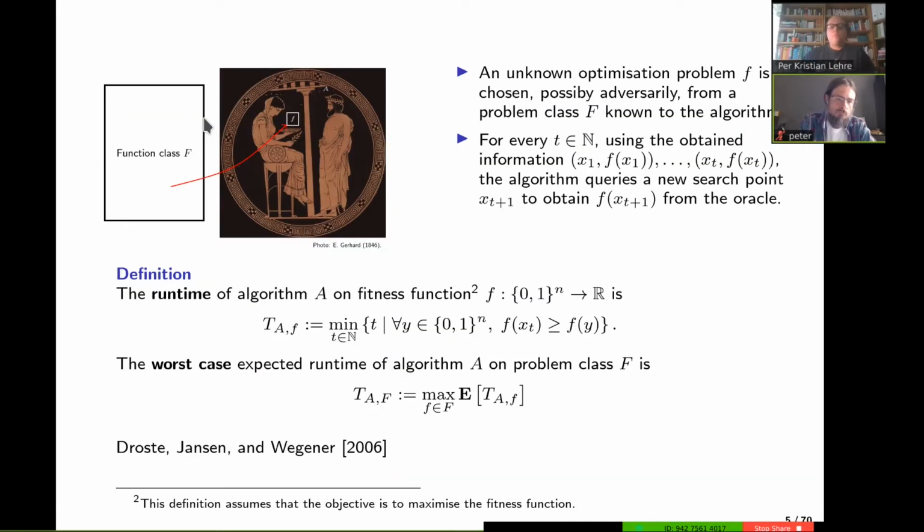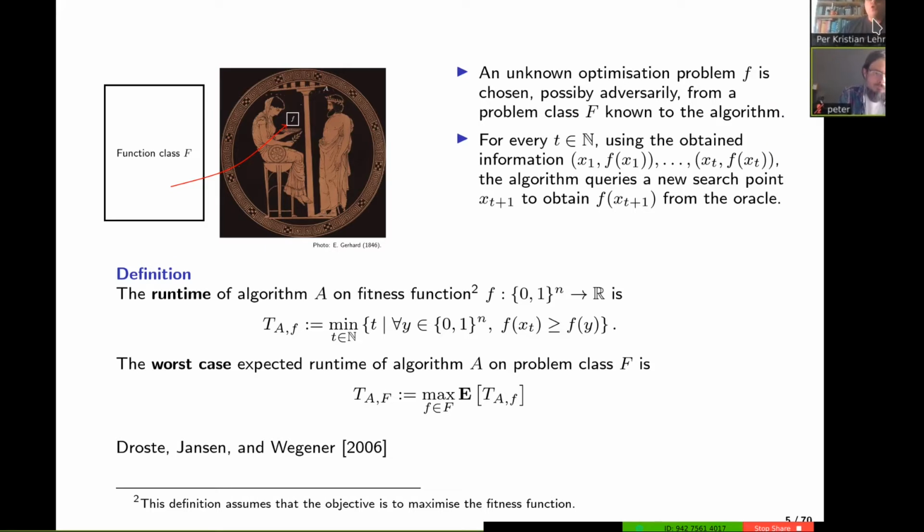Okay, so just to put this into context, when we talk about runtime, we first have to set up somehow the problem scenario for the algorithm. So when we analyze the runtime of evolutionary algorithms, we are usually using what is called the Blackbox Optimization scenario. Okay, so what we want to do is to model somehow the information which is available to the algorithm.